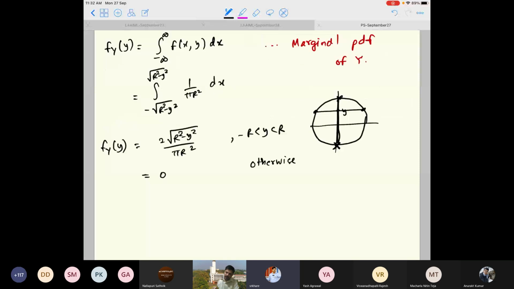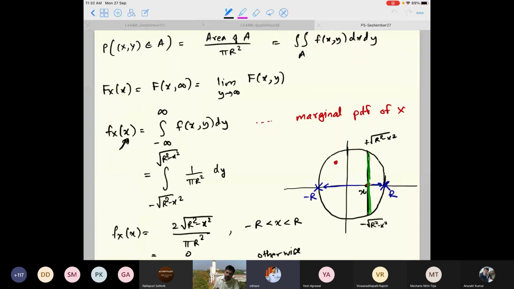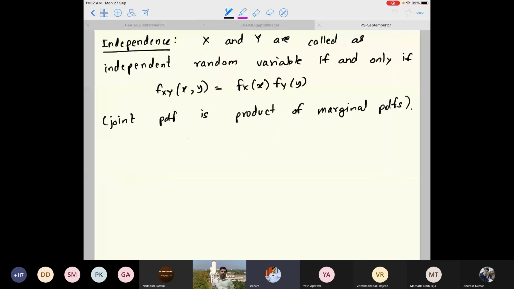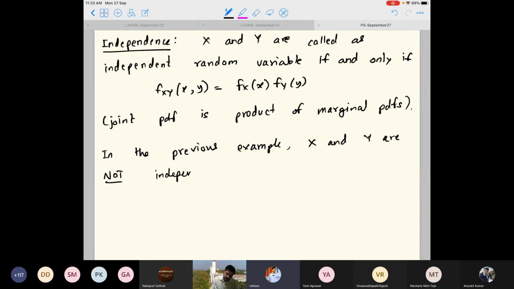So in this previous example, what are the joint PDFs? The joint PDFs are fx and fy. They do not give the product, right? So clearly in the previous example, x and y are not independent, correct? X and y not independent.